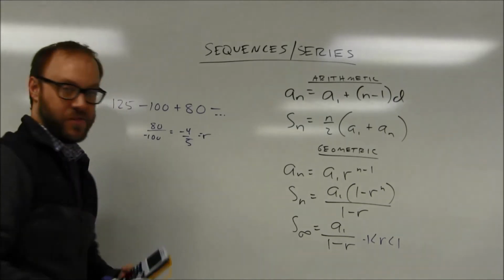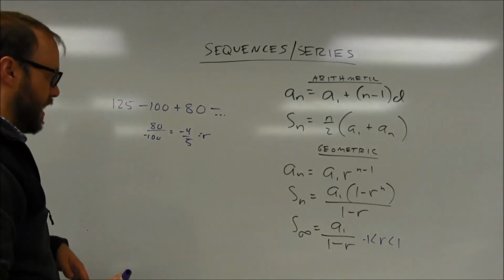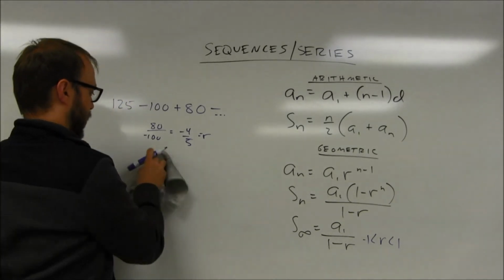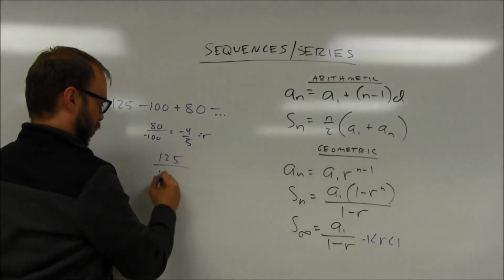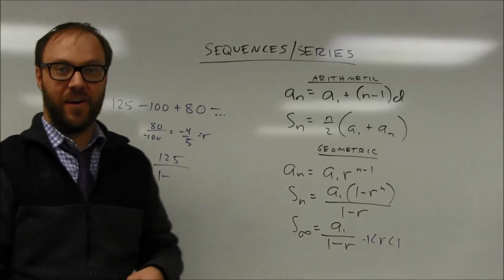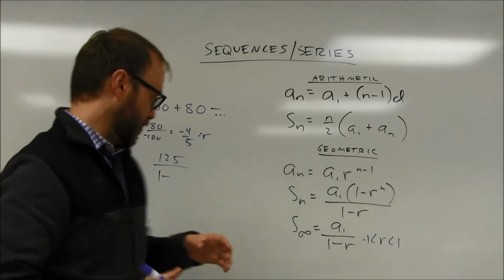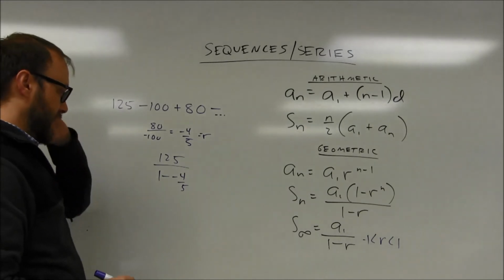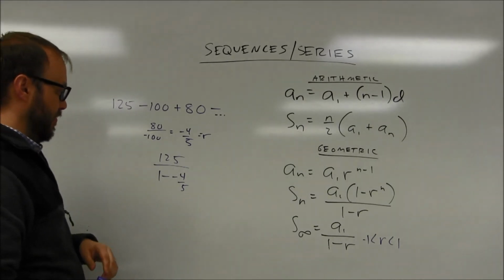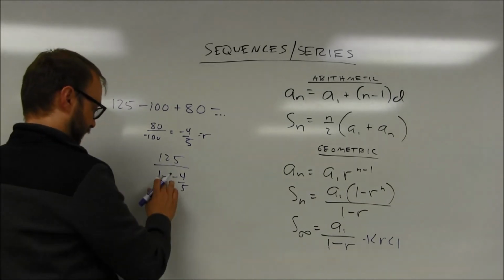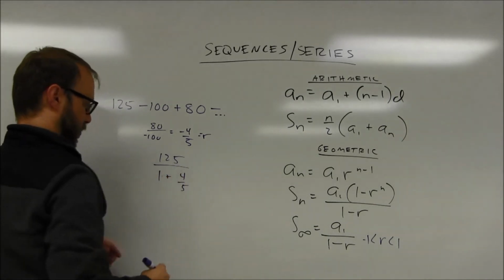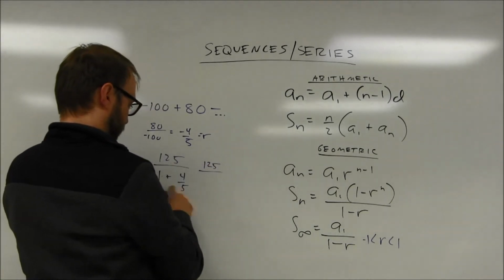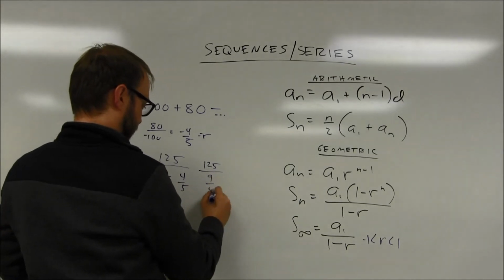All right, and I should just be able to pop everything in the formula here. Should work out real nicely. The formula says take your first term. My first term in this case is 125, divided by 1 minus the common ratio. Now be careful here, because it's an alternating series, my common ratio is -4/5. Okay, so it's going to be 125 divided by 1 minus -4/5. That is actually the same thing as 1 plus 4/5, or 1 and 4/5. So that's going to be 125 divided by 1 and 4/5, or divided by 9/5.